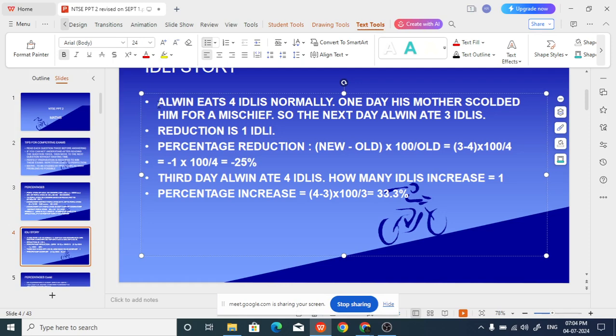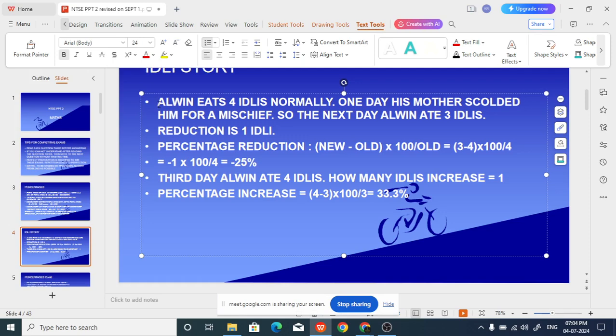Idli story. Alvin eats 4 idlis normally. One day his mother scolded him for a mischief. So the next day, Alvin ate 3 idlis. Okay, let's stop. Suppose you make a mischief, your mother will scold you, Sabari? Yes, sir. So he normally eats 4 idlis, Alvin. One day his mother scolded him for a mischief, so the next day Alvin ate 3 idlis only. How much is the reduction? One, sir. Reduction is 1 idli.